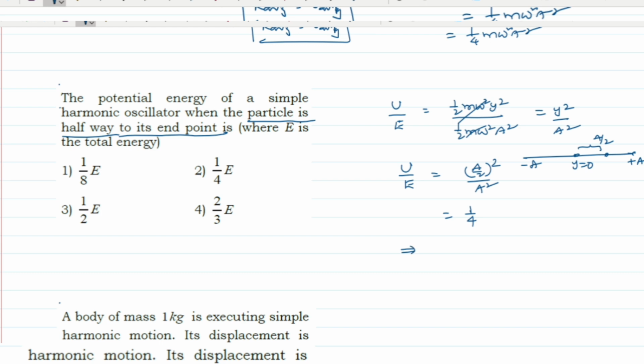So the potential energy of a simple harmonic oscillator U, and the total energy, we will get 1 by 4. U equal to E by 4.